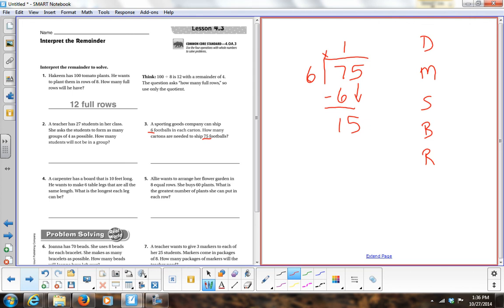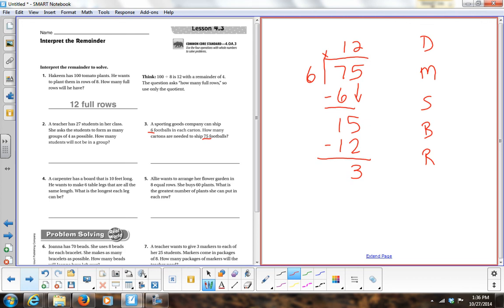Okay, so 6 can go into 15 how many times? Closest. Steven. 2. 2 times. 6 times 2 is? 12. 15 minus 12 is 3. Okay, so I have a remainder of 3.